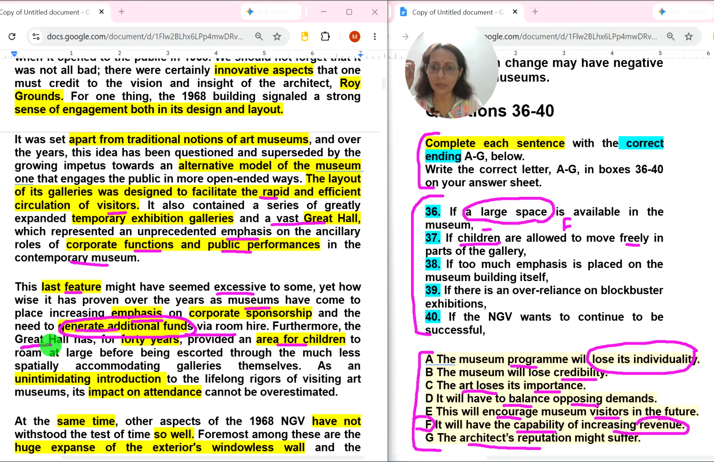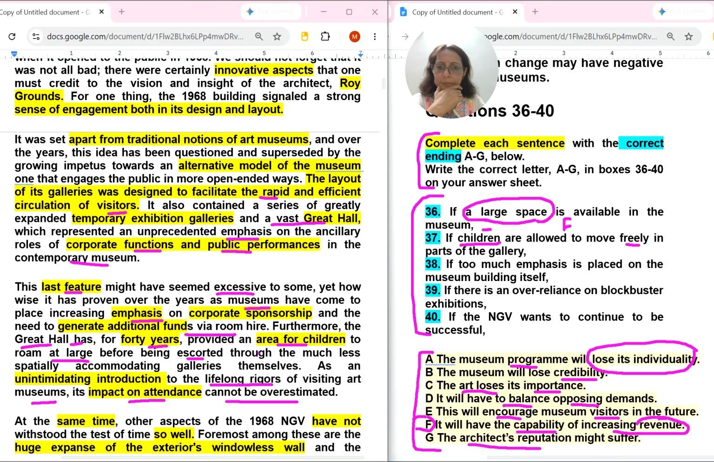Furthermore, the great hall has for 40 years provided an area for children to roam at large before being escorted through the much less spatially accommodating galleries themselves, as an intimidating introduction to the lifelong rigors of visiting art museums. Its impact on attendance cannot be overestimated.